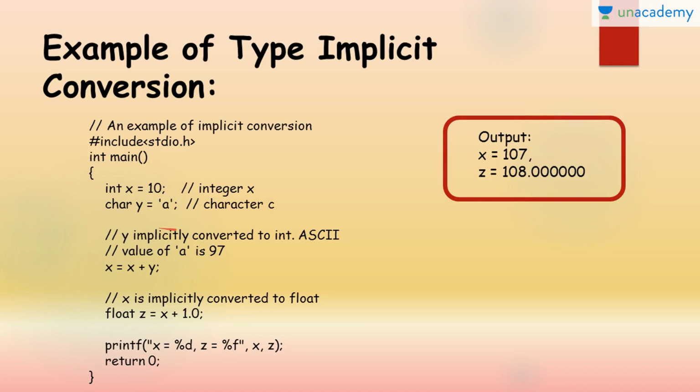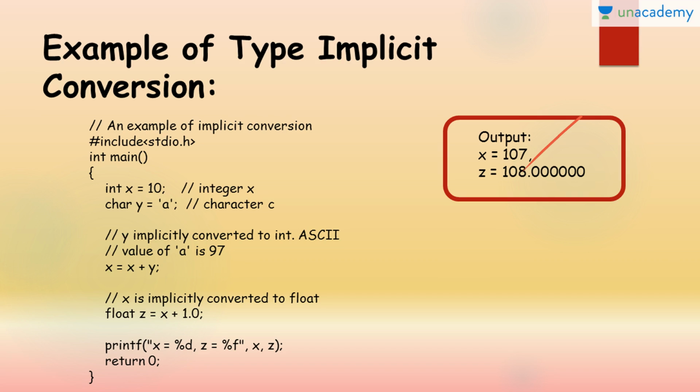But how? Because a is a character, we will be converting it to its ASCII value. The ASCII value of a is 97. So y will have the value 97 now. So x is equal to x plus y means 97 plus 10, so the value of x will be 107.